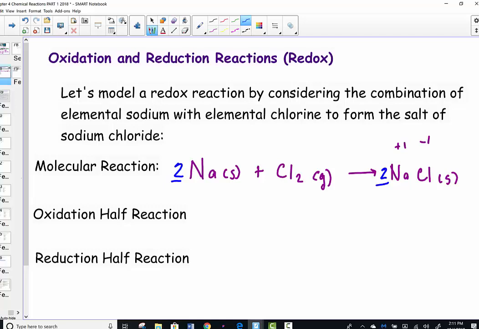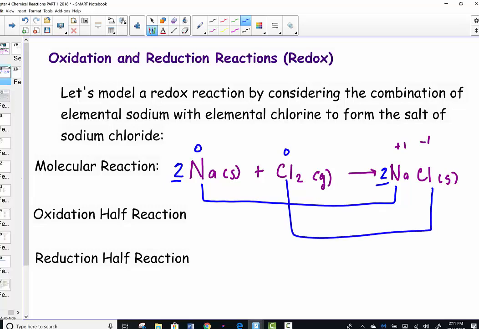But it's also classified as a redox reaction. This reaction has things that changed charge from the left to the right. Any element in its natural state is assigned a 0. Sodium and chlorine are 2 elements in their natural state, so both things on the left are 0. Sodium went from a 0 to a +1. Chlorine went from a 0 to a -1. Those things changed charge. If one of them's oxidized, the other must be reduced. There's a transfer of electrons.